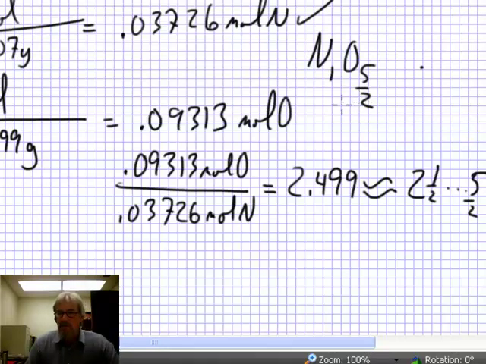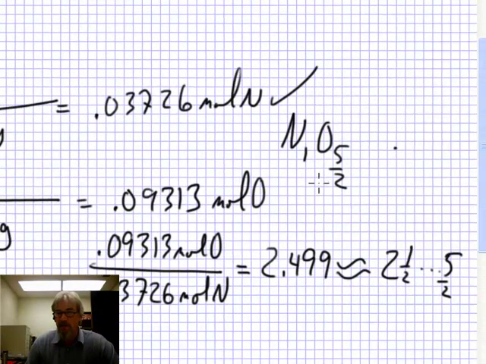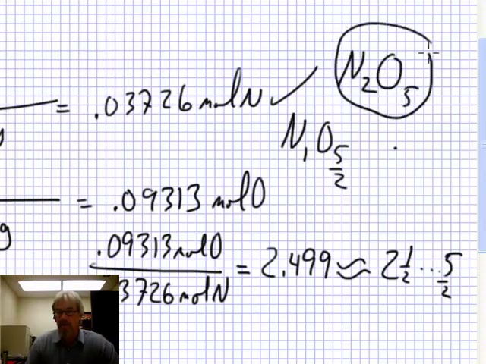So how we deal with that is we take both of the subscripts and we double them. In this case, if it was 5/3, we'd triple them. If it was 5/4, well, we'd quadruple them. But we want to get rid of the denominator by multiplying by a whole number that does it. So 2 works in this case. So multiply nitrogen by 2, that's N2. Multiply oxygen subscript, 5/2 by 2, and we get 5. And there's our simplest formula.